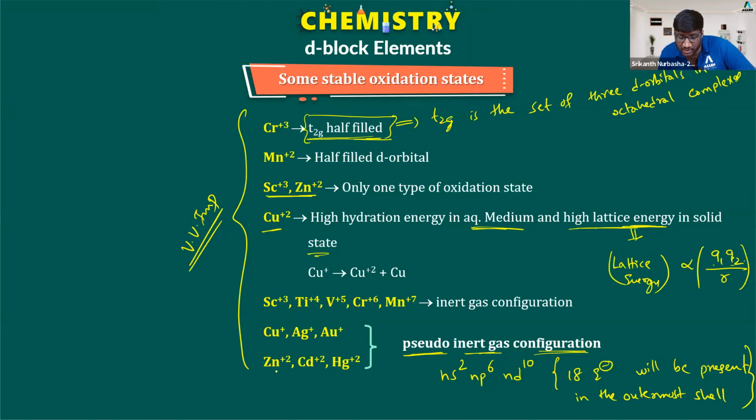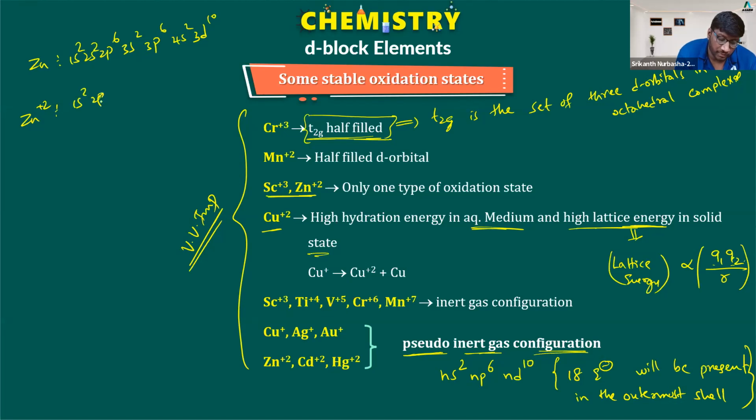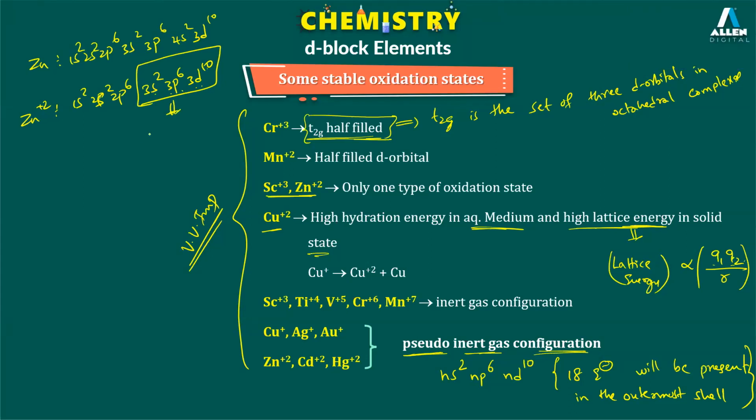Look at the electronic configuration of Zn plus 2. 1s2, 2s2, 2p6, 3s2, 3p6, 3d10, 4s0. Like Zn plus 2, write the electronic configuration. Zinc is argon, but you don't write in terms of argon because we need 3s and 3p as well. 1s2, 2s2, 2p6, 3s2, 3p6, 4s2, 3d10. Zn plus 2: 1s2, 2s2, 2p6, 3s2, 3p6, 3d10. So you have ns2, np6, nd10, which has 18 electrons. So this is referring to pseudo inert gas configuration. Anyhow, any doubts?